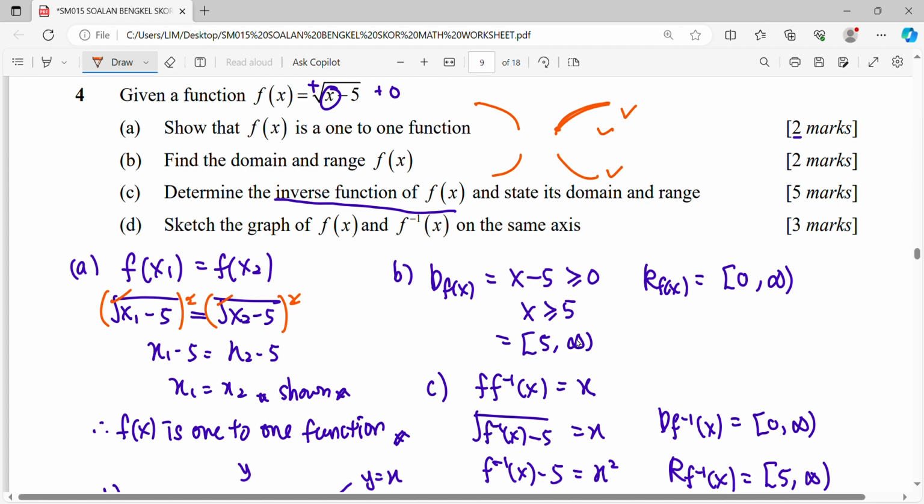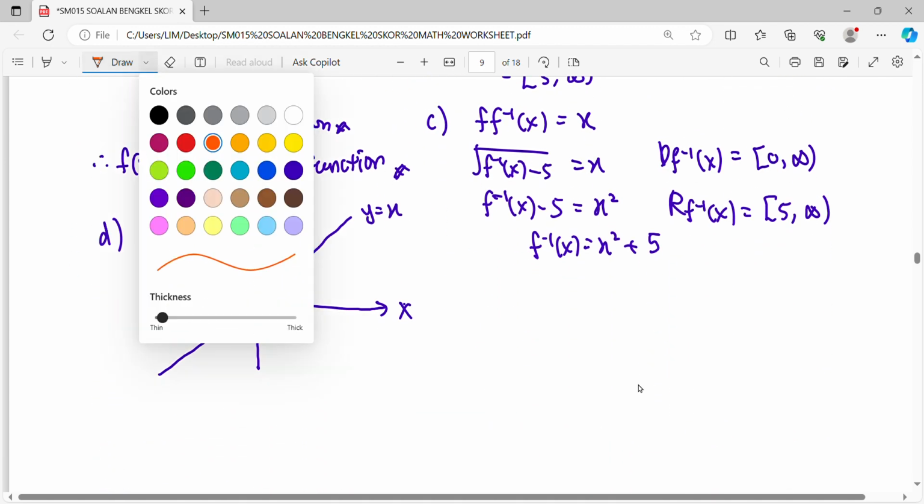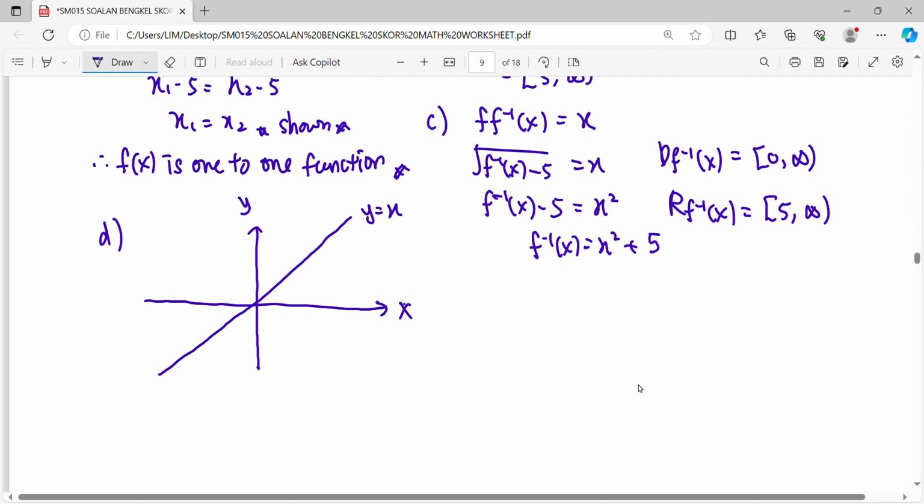So what's your starting point here? Look at your domain: x equals 5, y equals 0. So from this point, (5, 0), your square root graph will shoot up. Shoot up, not return back, and also not become constant. Okay, so just shoot up.